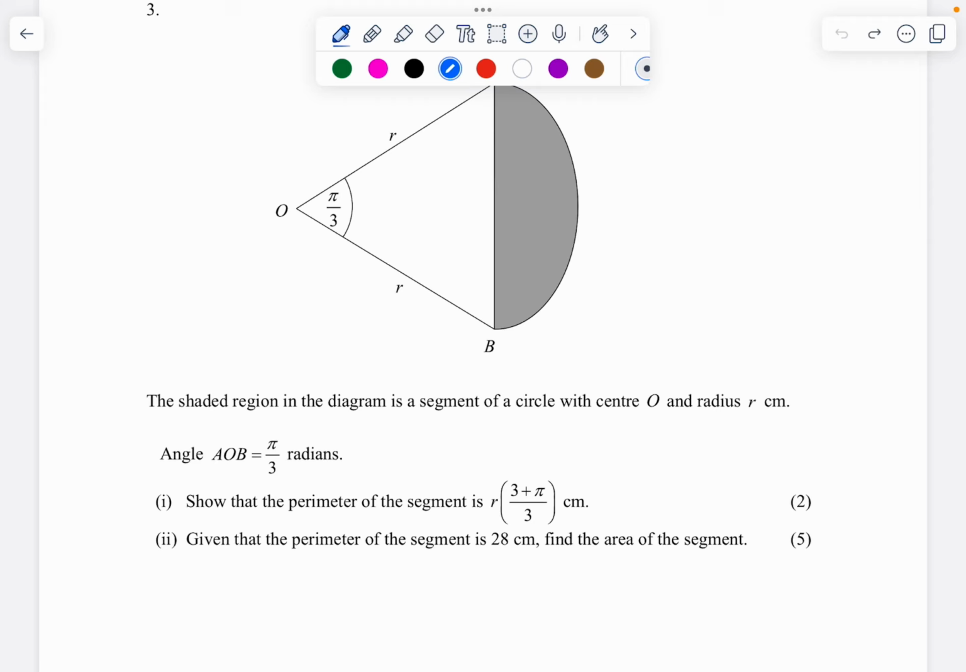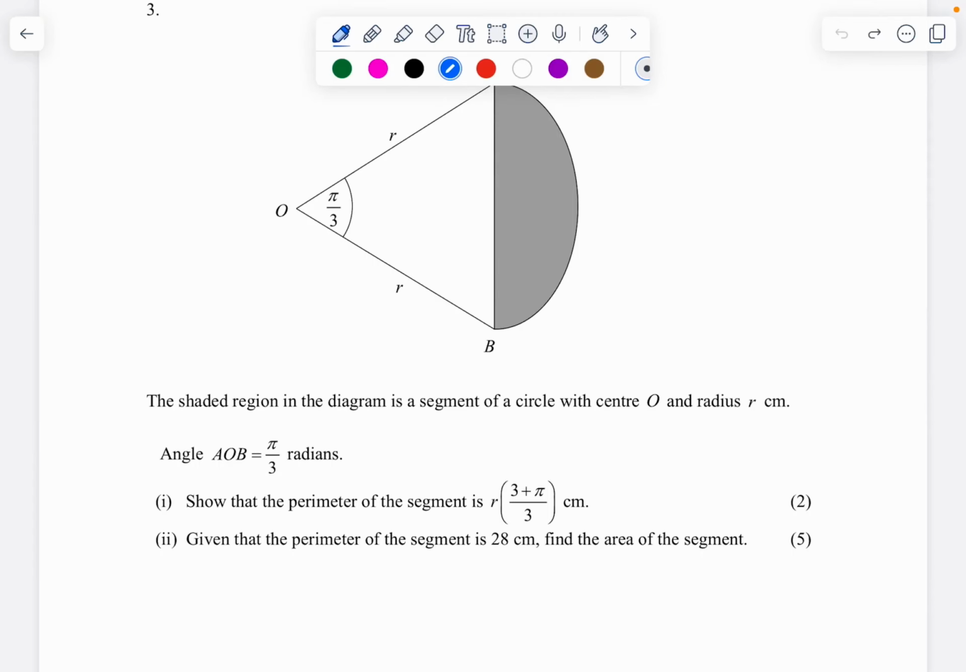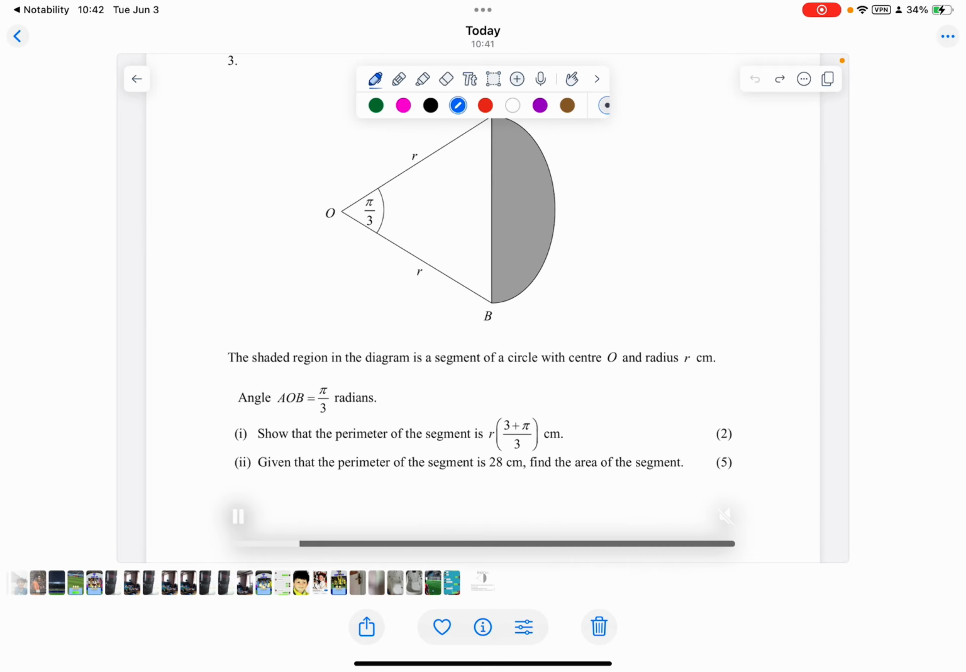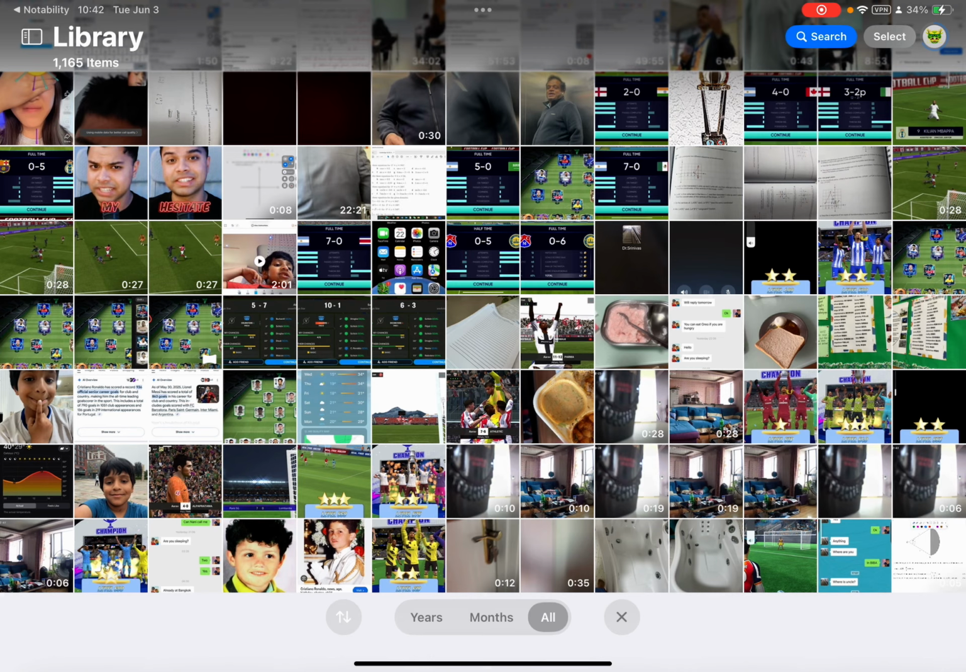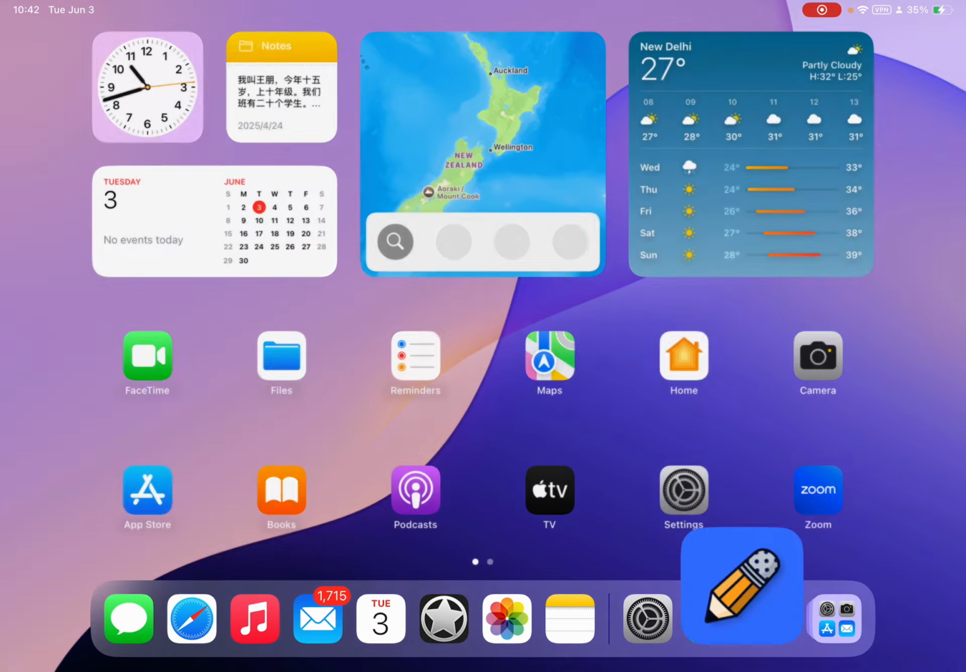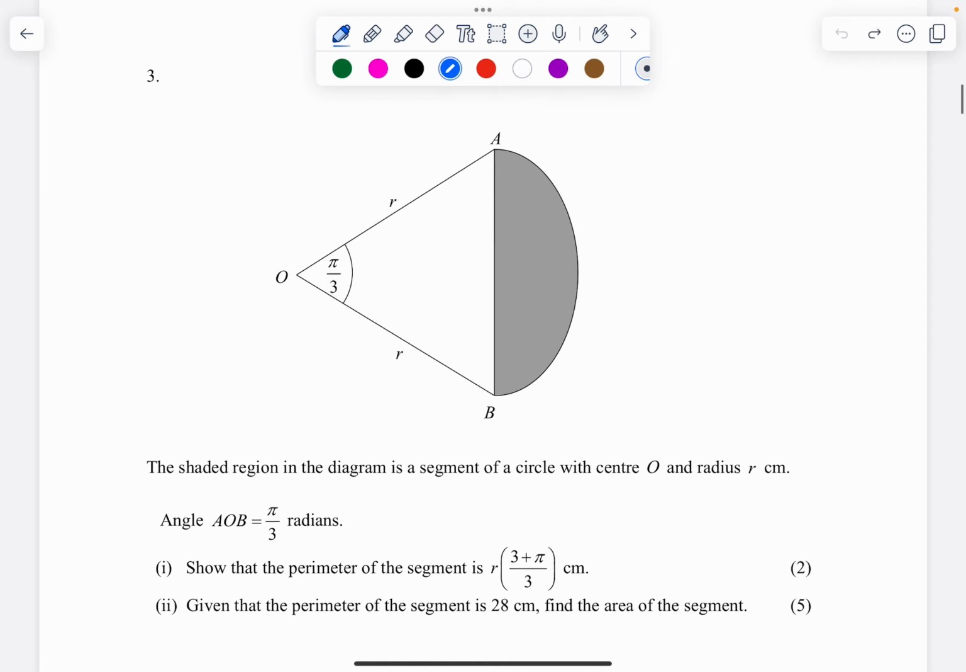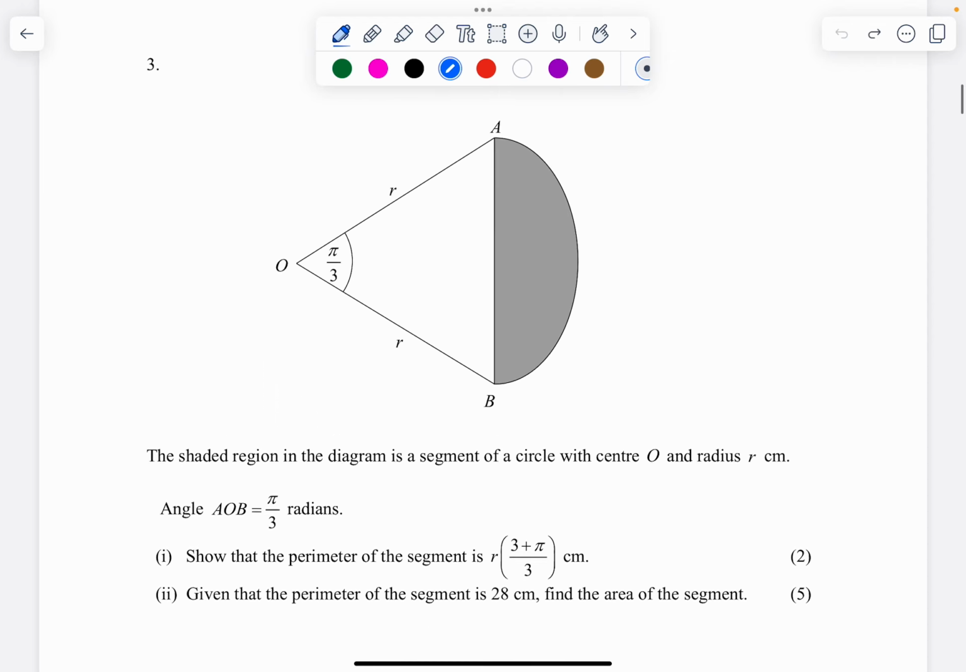Hello, Great 11. I'm starting with question number 3 because we did question number 1 and 2 in the class. So I'm starting with question number 3. The topic is circular measures.